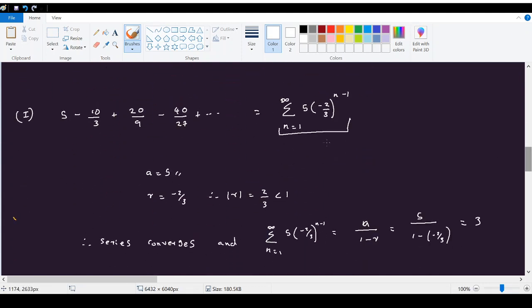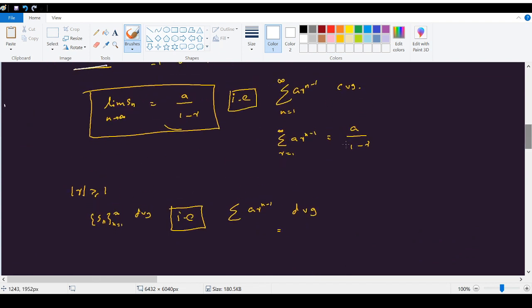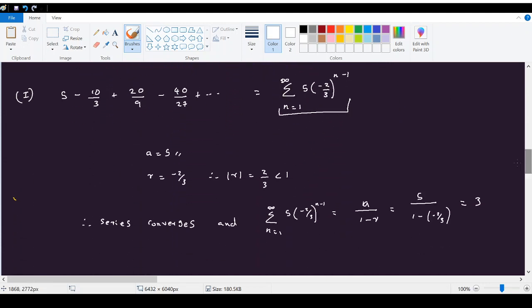That means you have a finite value for this series, and that value is equal to a divided by 1 minus r. See, a divided by 1 minus r, and here you are not taking the modulus. It is just the correct common ratio, so you have to include the negative sign as well. If you simplify it correctly, you can see that the answer is equal to 3. So if you add all these infinite terms, you will end up with positive 3, right?